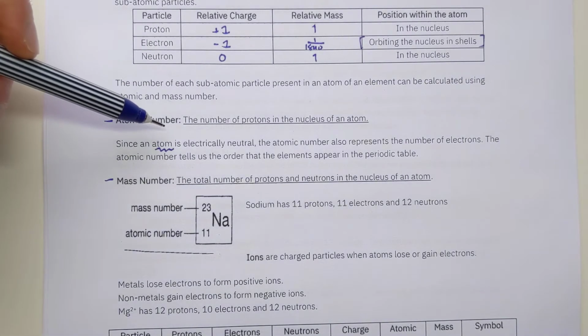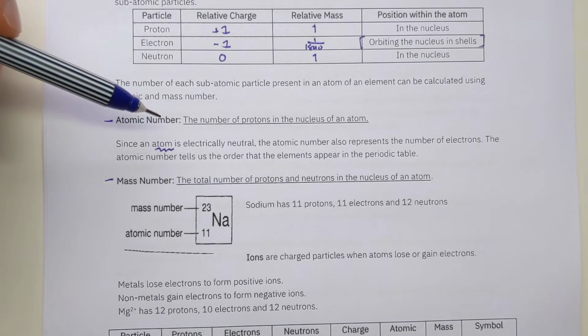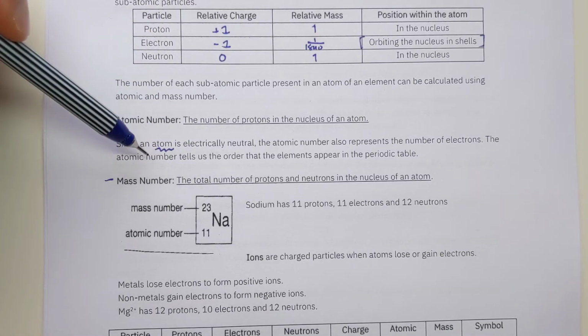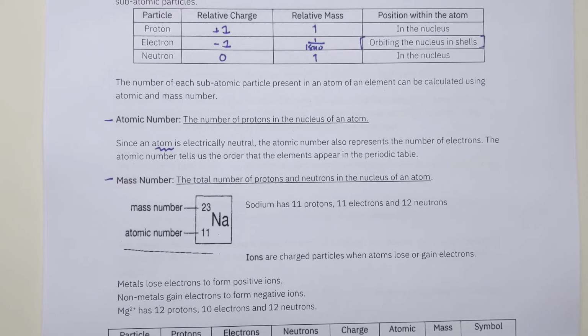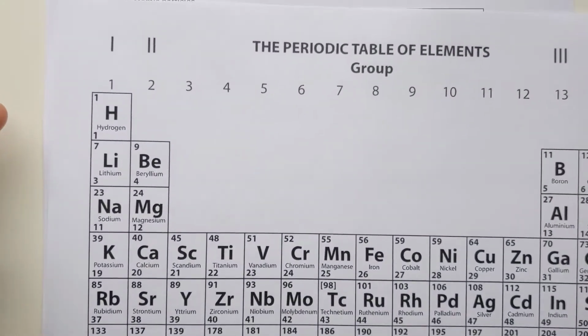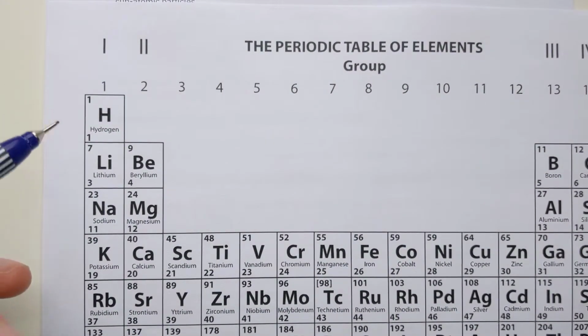So atomic number normally gives you the protons and the electrons as well. The atomic number tells us the order that the elements appear in the periodic table. Again, this should be mentioned to you at GCSE, but you might not have picked up on it. Whilst we talk a lot about the periodic table in terms of its groups and properties and different names of groups, it is still just a list of the elements in order of atomic number.